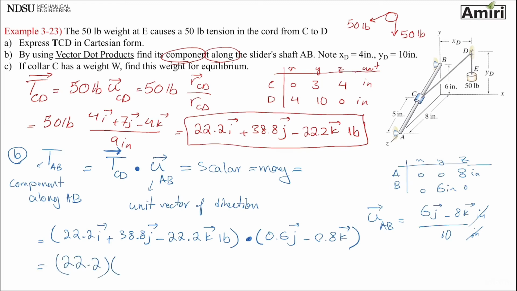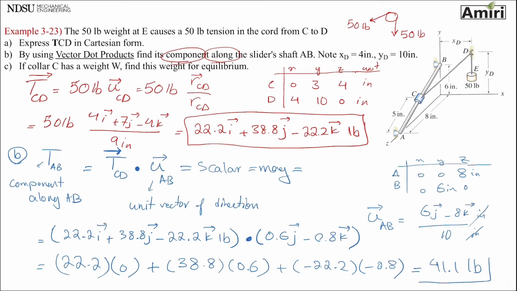22.2 goes to the other side, which doesn't have any I, so 0, plus the J component, 38.8, goes to the J component on the other side, 0.6. And the K component, 22.2, goes to the K component from the other side. No IJKs anywhere. I cannot emphasize this enough. No IJKs anywhere. And your final answer is 41.1. So that was part B.